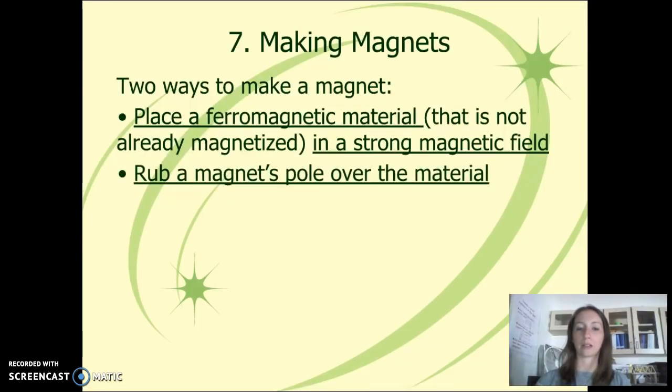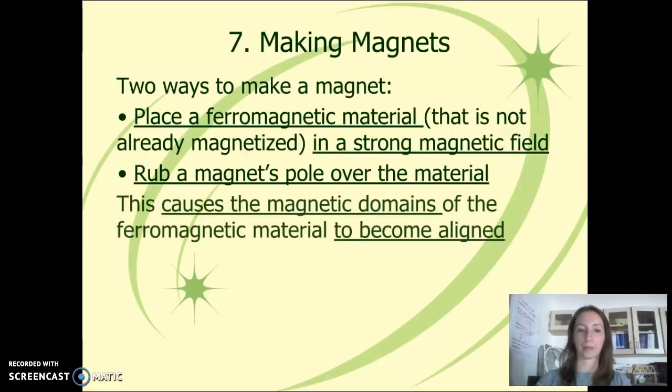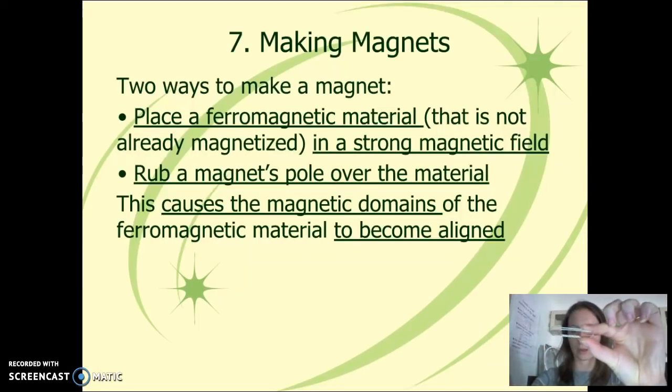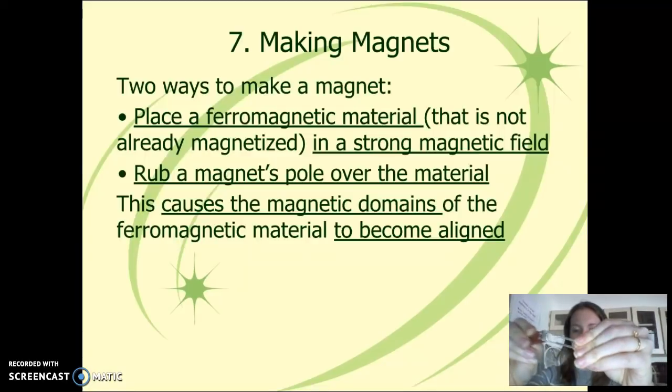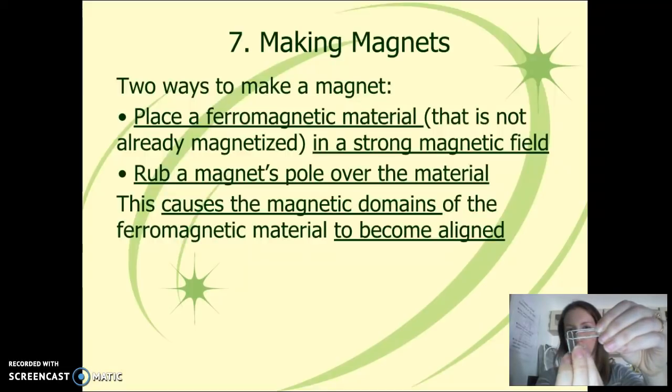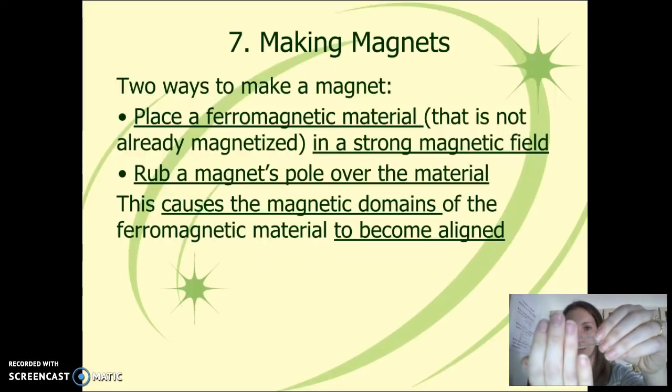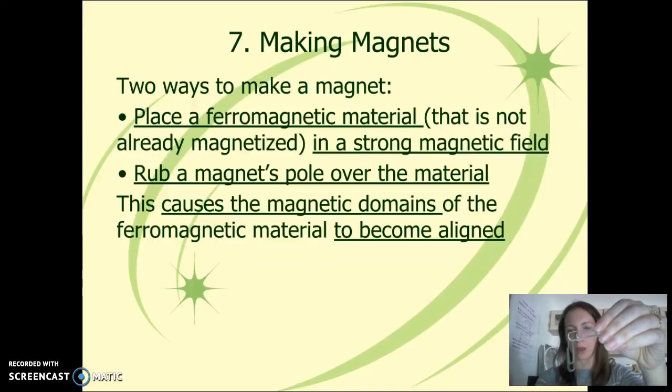You can rub a magnet's pole over the material, and this can cause the domains to align inside the material. So if I were to take, let's say, a paper clip, like this one, and rub, we'll see if this actually works, it's a little tricky. If I were to rub a strong magnet onto it, I could potentially magnetize briefly the paper clip and cause it to hold another paper clip.